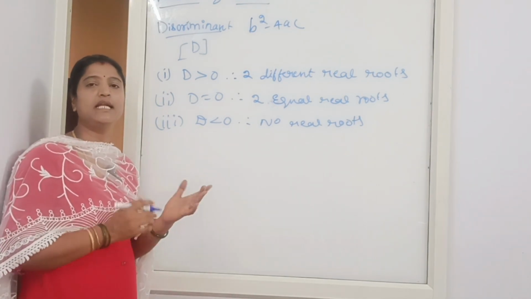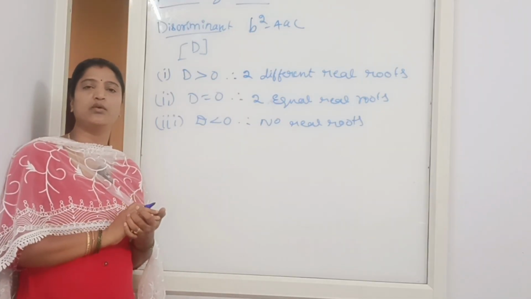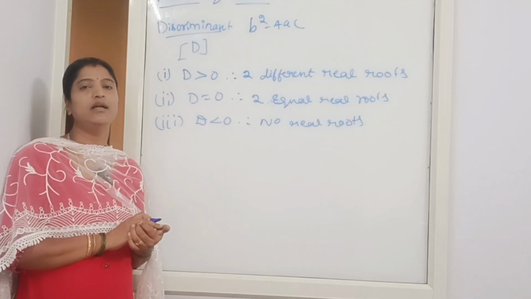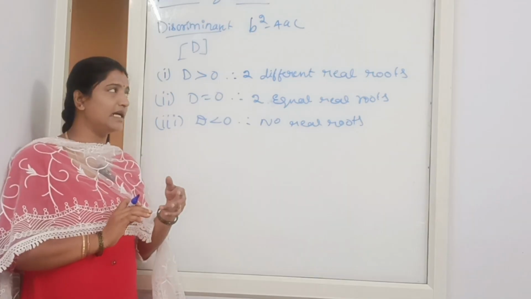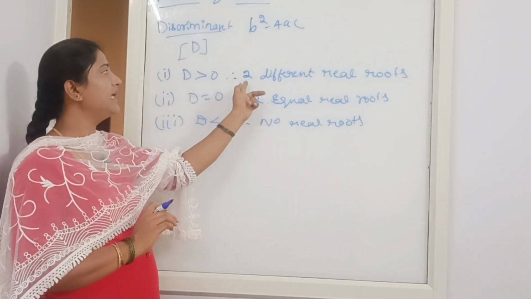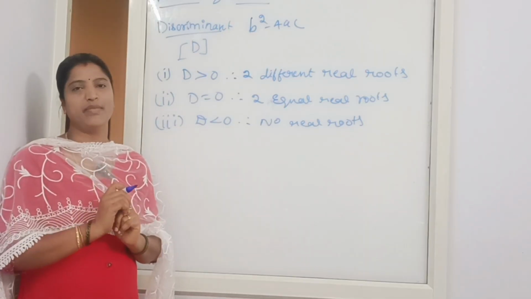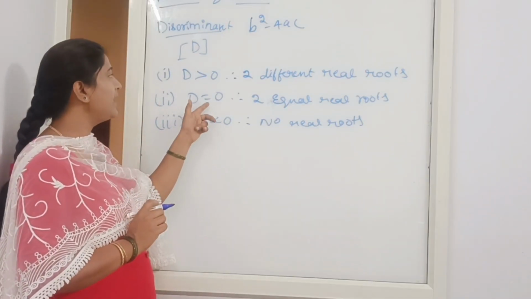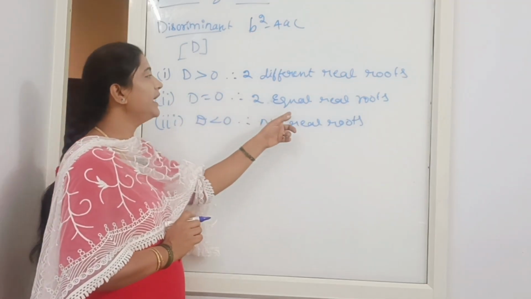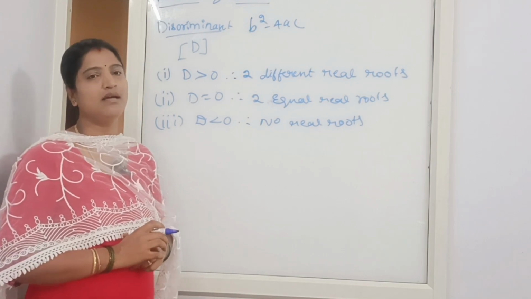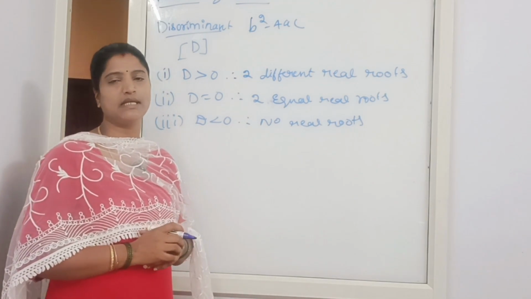If the discriminant is greater than 0, like in the previous problem, the roots are x equal to 1 and 3 by 2. They are different, one is 1 and one is 3 by 2, so they are two different real roots, is it not? And if the discriminant is equal to 0, then we will get two equal real roots. If D is less than 0, then no real roots at all.